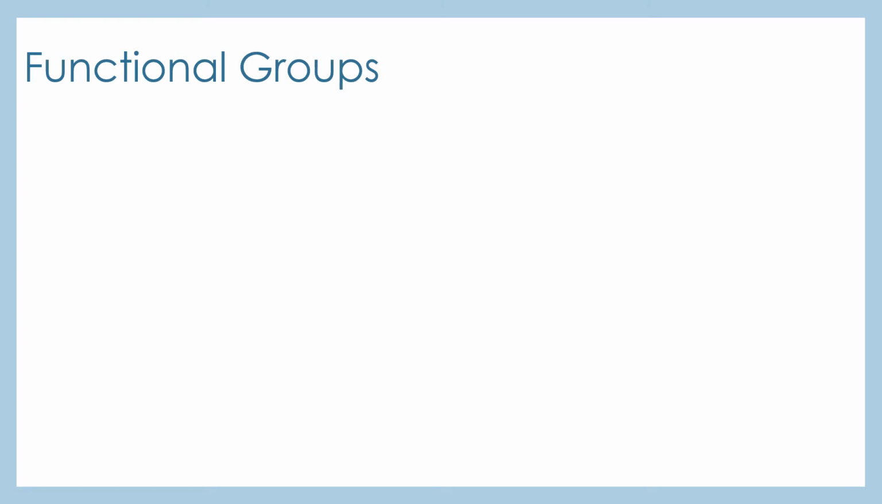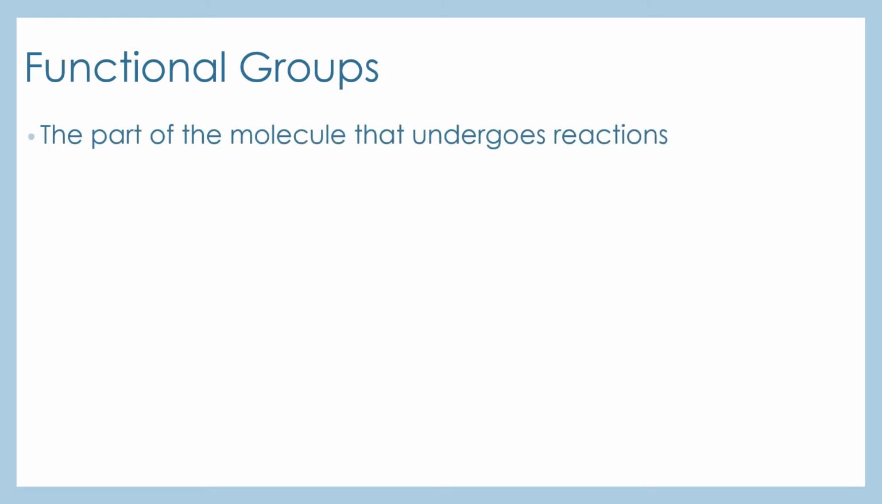So let's take a look at functional groups. Functional groups are the part of the molecule that undergoes reactions. What you'll start to notice as you get further into organic chemistry is that most molecules have a lot of carbons that are essentially inert. They are not part of any of the organic reactions that we're studying. Instead, there is a small part of the molecule or several pieces of the molecule that are functional groups, and they are the actual parts that are going to do chemistry.